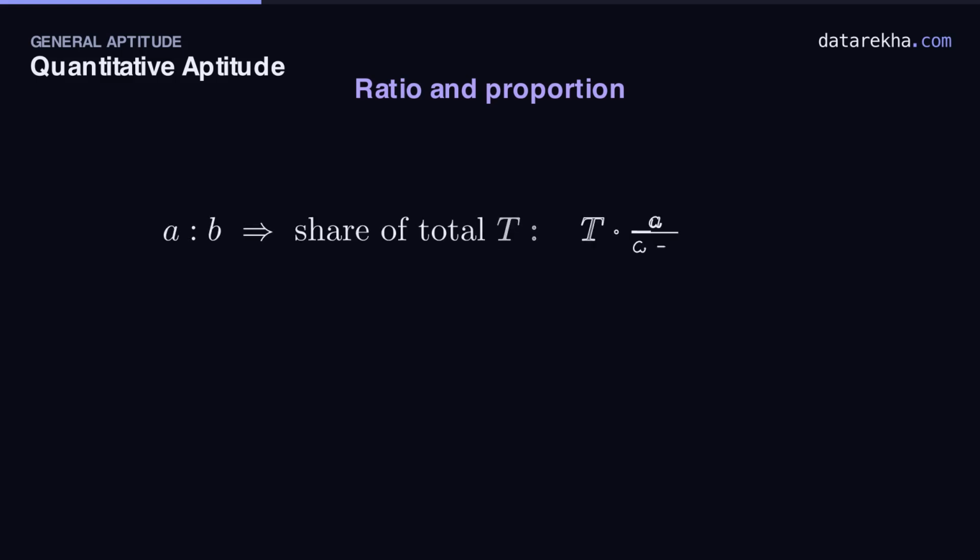Ratios are about parts. Two things in the ratio A to B hold A plus B parts together. So split any total by handing each its share. That one idea solves almost every ratio question.